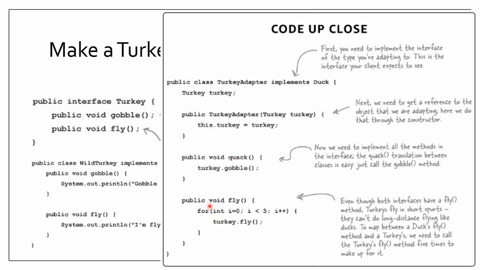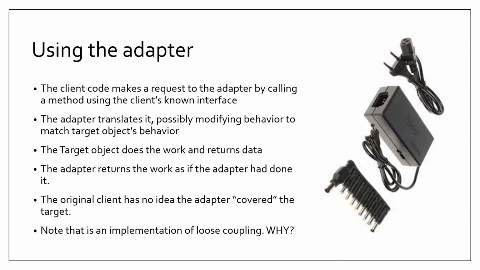Now, the way turkeys fly is a little different than ducks. So when the duck simulator calls the fly method on our turkey adapter, we will call 5 little turkey fly methods. Our turkeys are going to kind of hop 1, 2, 3, 4, 5. And so now the duck system can support turkeys because we've written a turkey adapter. And you can see how simple this is. Obviously, in a real system, it would be somewhat more complex, but still, this provides this flexibility.